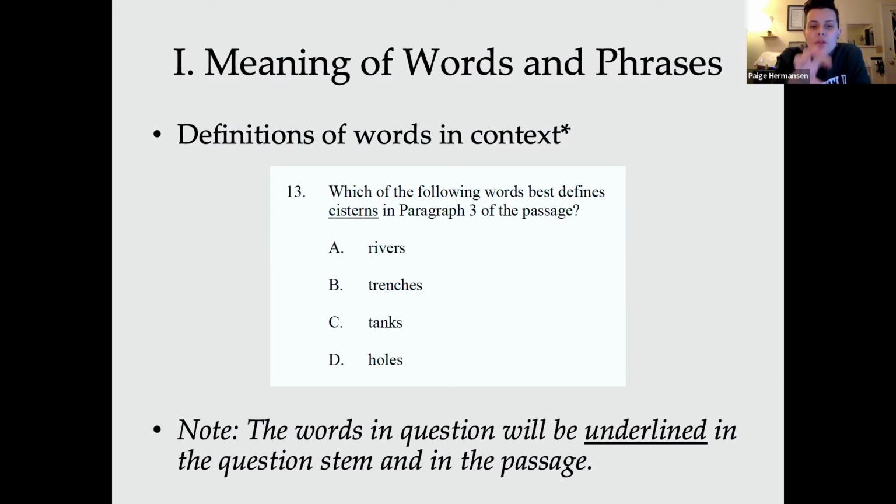As a note, the words in question are always underlined, both in the question stem, that's this part right here, and in the actual passage. So this is a sample of one of those types of questions. Which of the following words best defines cisterns in paragraph 3 of the passage? We're going to actually come back to this. I just wanted to familiarize you with what these question types look like, right?